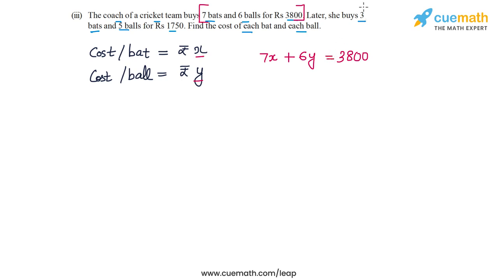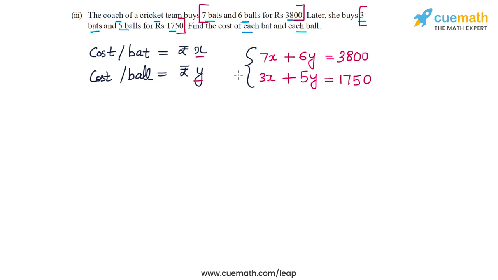And now the second piece of information we have is 3 bats and 5 balls for 1,750 rupees. So 3 bats will cost 3x rupees, 5 balls will cost 5y rupees, and their total should be equal to 1,750. So this is the second equation in x and y. So now we have obtained a pair of linear equations in x and y.